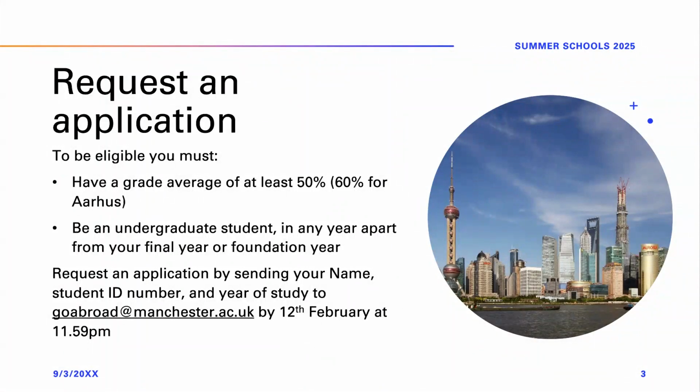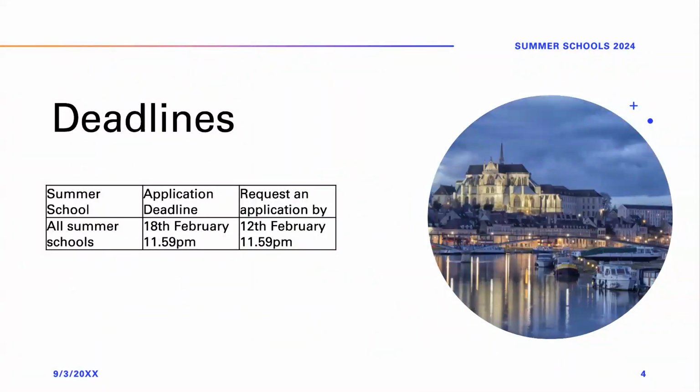To request to open an application, simply email us your name, your student ID, and your current year of study to go aboard at manchester.ac.uk by the 12th of February. So that's the deadline for you to request to open an application. So this is the deadline of everything. For all summer schools, the actual application deadline is the 18th of February, just before midnight, and the deadline to request to open an application will be the 12th of February.